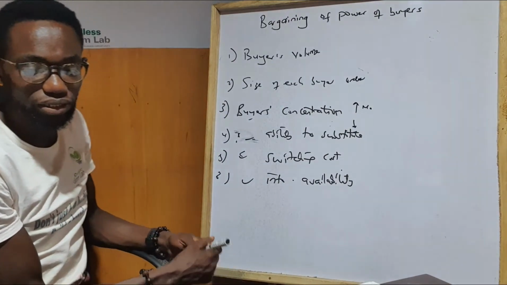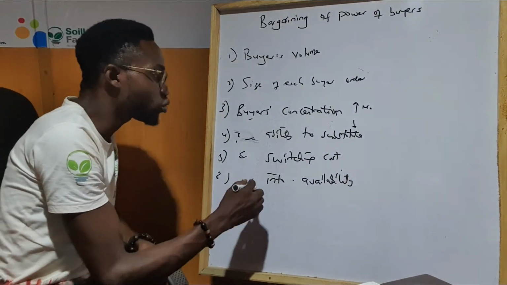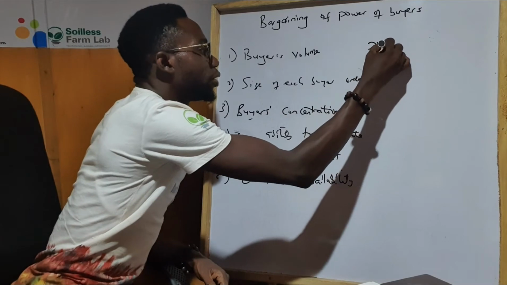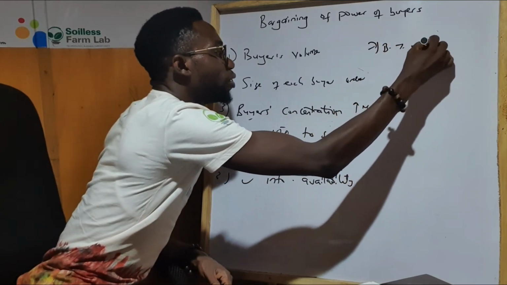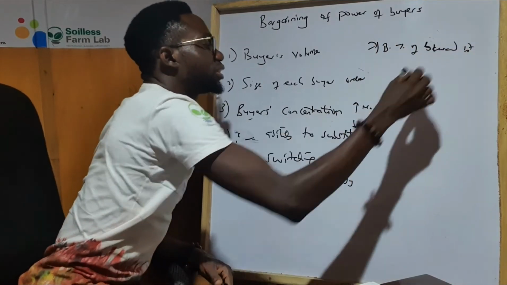Then next is buyer's threat of backward integration.